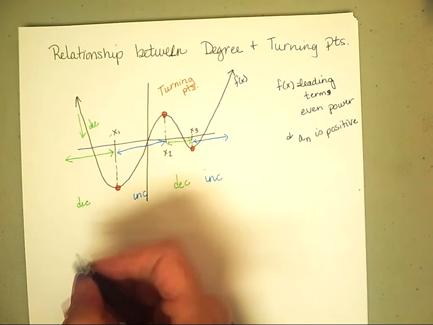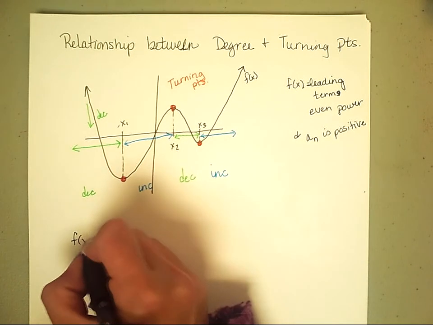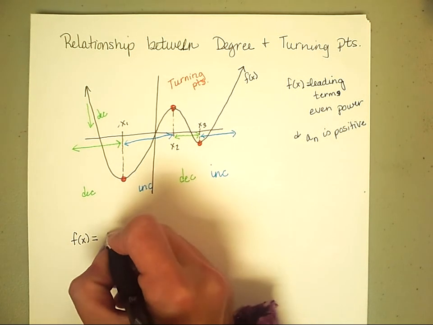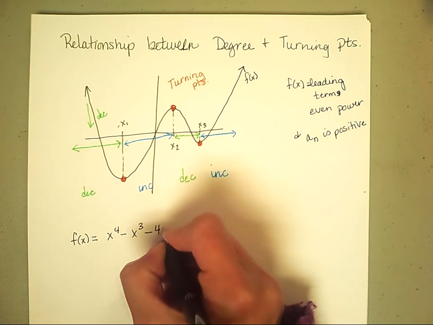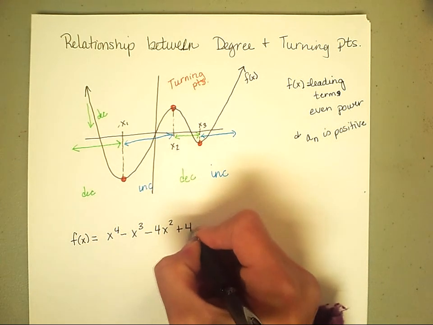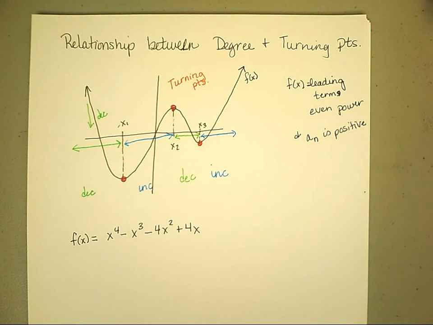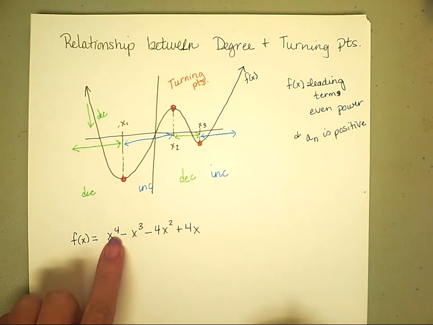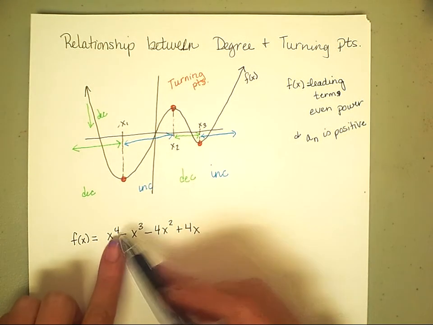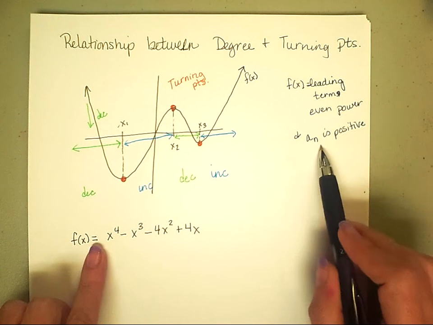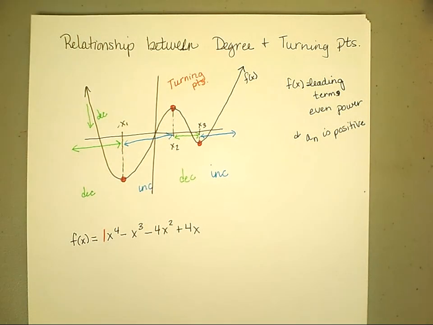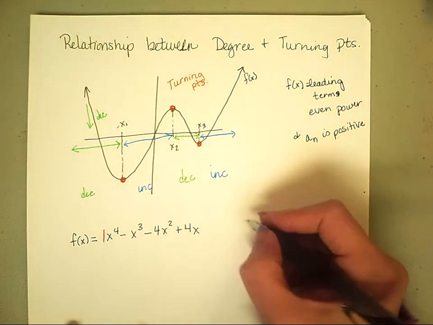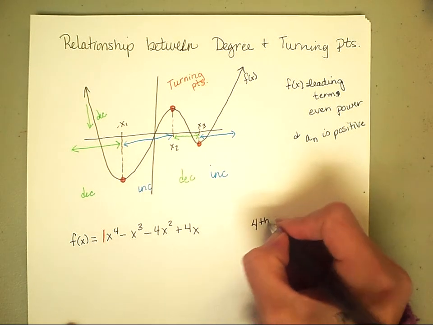Now, let's say that I know the equation of this function. Let's say f of x is equal to x to the fourth minus x cubed minus 4x squared plus 4x. What I can tell from here, again, is that we were correct. It's an even power with a positive coefficient. Remember, the coefficient here is positive 1. So this is a 4th degree.